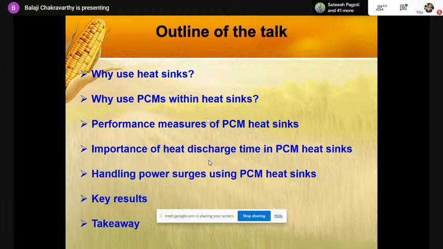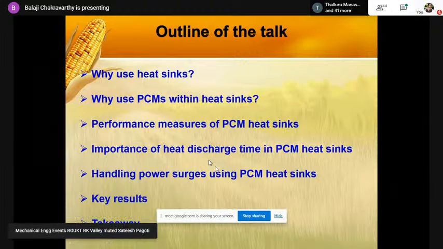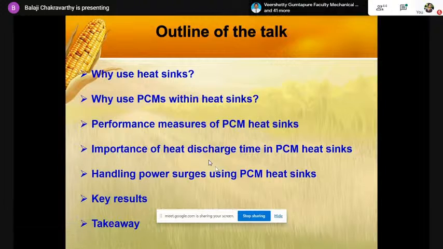What are the performance measures of PCM based heat sinks? The importance of heat discharge time in PCM based heat sinks. How to handle power surges? I told you about power surges, when suddenly the usage increases. How do you handle power surges using PCM-based heat sinks? The key results and takeaway.